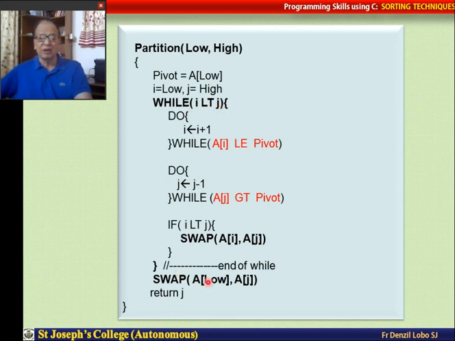Then what you do is you take that pivot value and exchange the pivot value with the value at the jth position. That is what we did. We exchanged 20 with 9 and return the j value, that is the mid value.